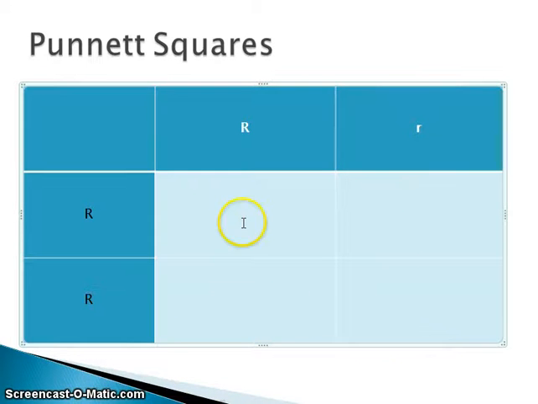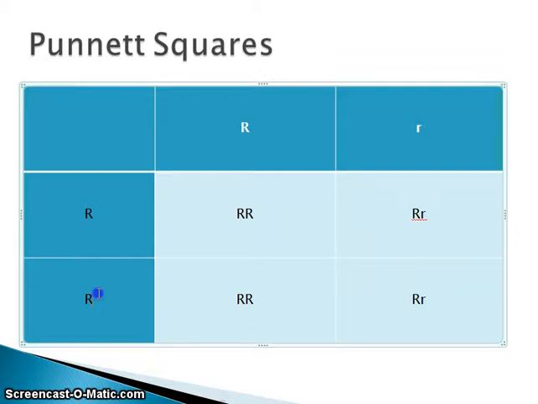These 4 boxes are representing the children, and if we carry the capital down, the little r or recessive gene down, and then carry the other parent across, your Punnett square will look like this for these parents. So the children of these 2 parents have a 0% chance of showing or expressing that recessive allele. All 4 of these children will have a dominant allele, and that's what will be expressed.